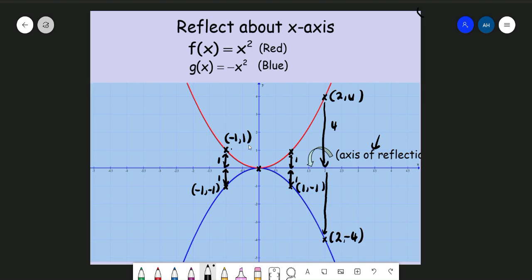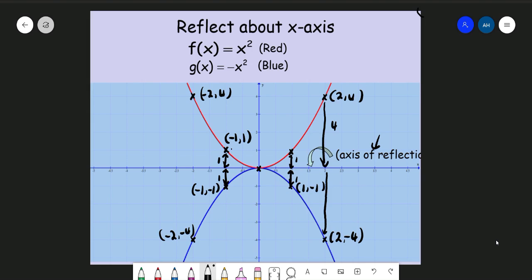If we do the same procedure, point (-2, 4) will be reflected to this point, (-2, -4). We can join these points together. We have 5 points, and if we join them together, we get the blue graph. That is the reflection of the function x squared. So after we reflect x squared about the x-axis, the answer is the blue graph.